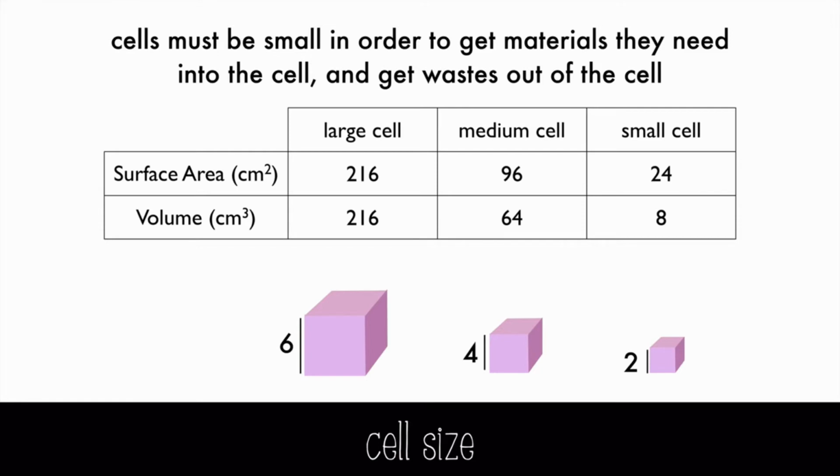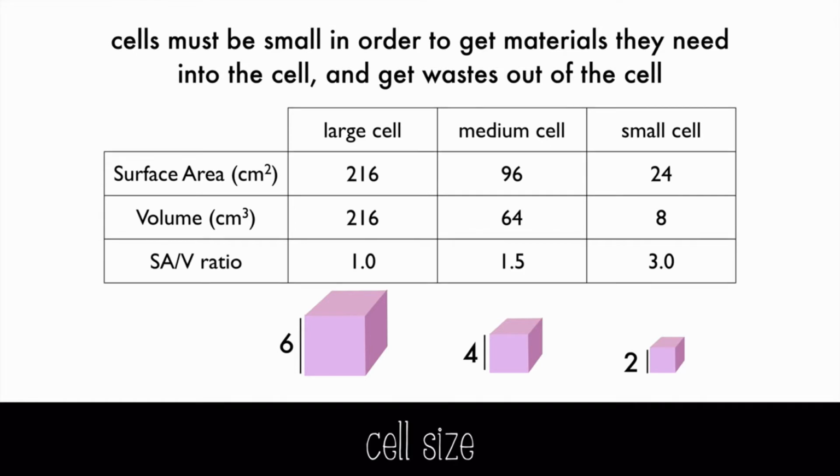When you look at the surface area to volume ratio, you can see that the small cube actually has 3 times more surface area compared to its volume when it's compared to the large cube here. This means that there's more surface area for the cell to transport the things it needs in order to survive.